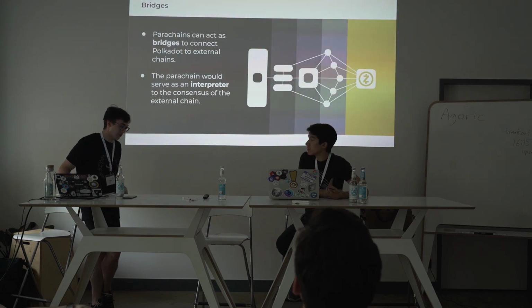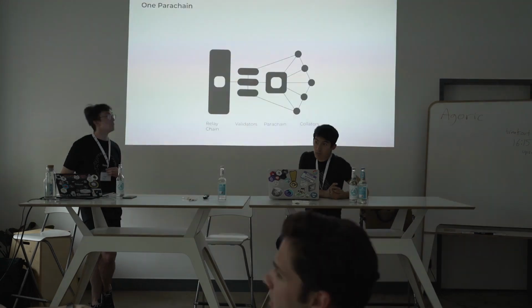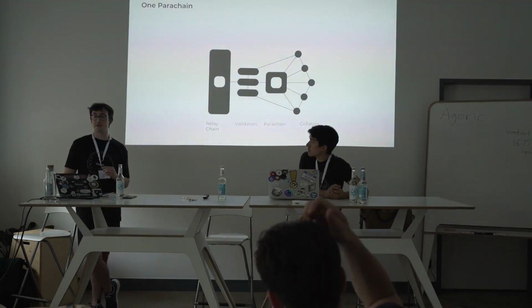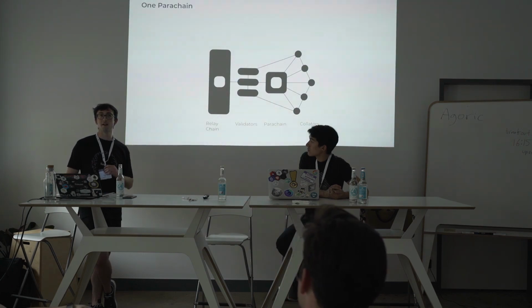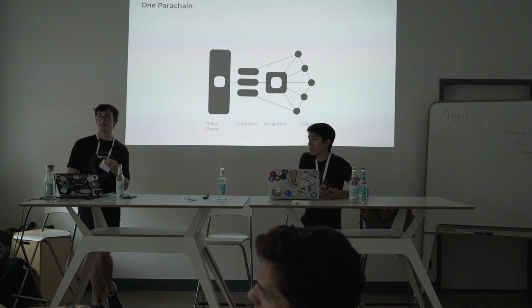So yeah, also you can build bridges. In that last slide, do the validators belong to the relay chain or the parachain? So the validators belong to the relay chain, but they're validating the state transitions of the parachain. Before something they build on Substrate joins the relay chain, will it have its own validators? Yes. And then if it joins, what happens to the collators?